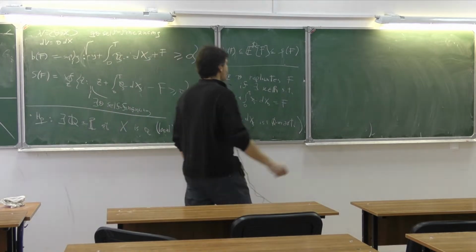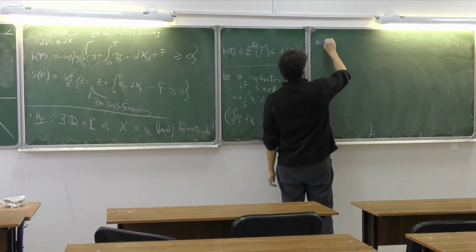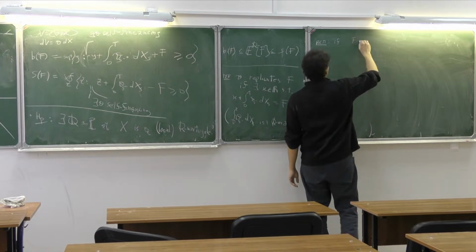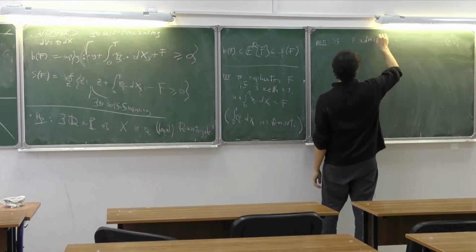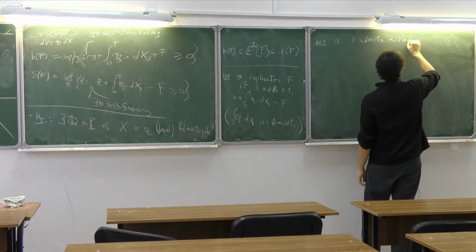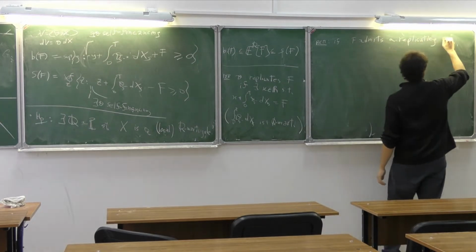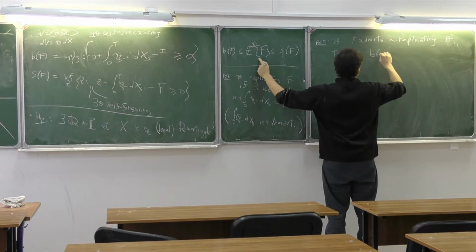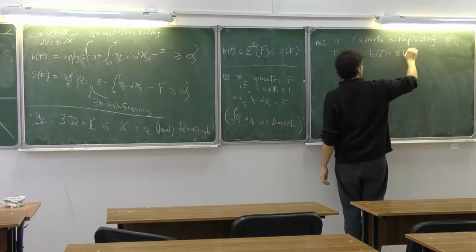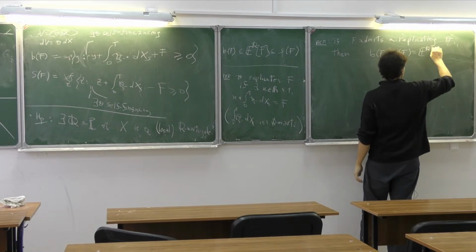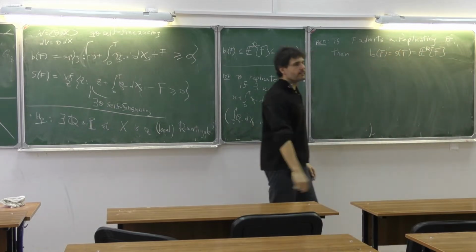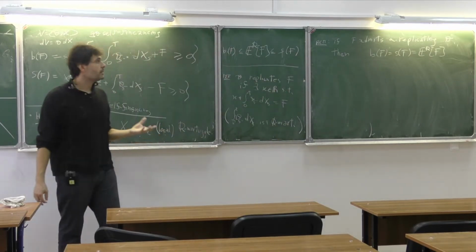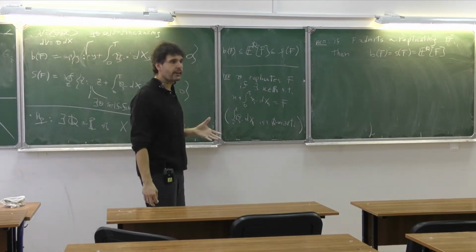In this case, we have just remarked, it was very simple: if F admits a replicating theta, then these are equalities. B of F is equal to S of F is equal to the expected value under Q of F. So in this case, we say that this quantity, B of F equal to S of F equal to the expected value under Q of F, is the fair price of the contract F.